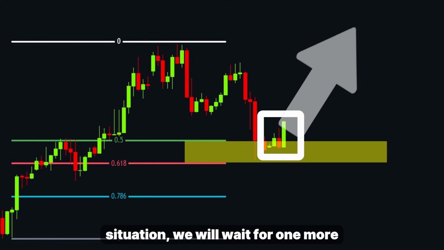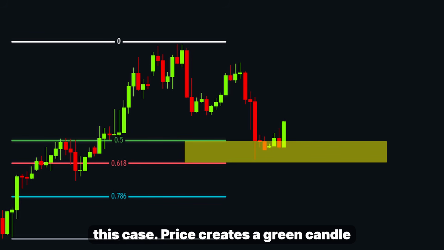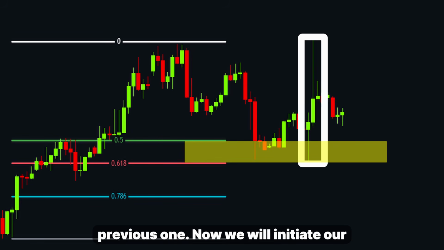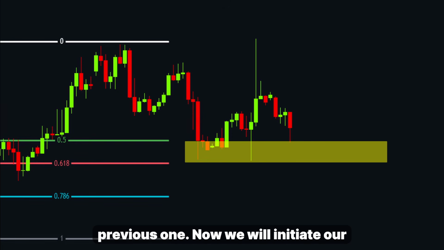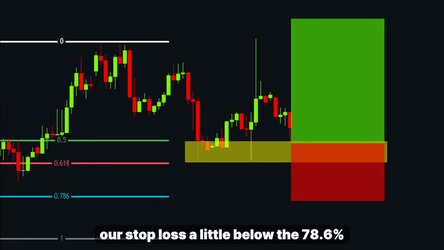So, in such a situation, we will wait for one more candle in our favor, which is bullish in this case. Price creates a green candle with a slightly bigger body than the previous one. Now, we will initiate our trade from this level, and we will place our stop loss a little below the 78.6% level, so that even if the price goes a little below for a liquidity hunt, it won't hunt our stop loss. The risk-to-reward ratio in this trade is 2.5:1.